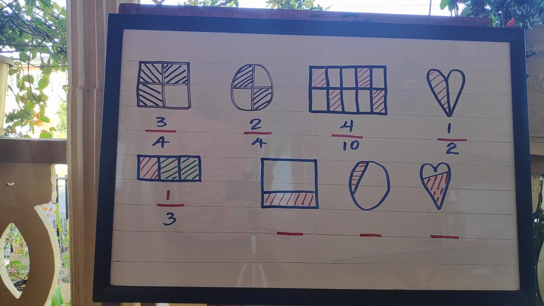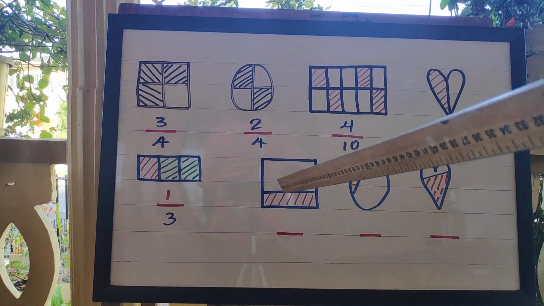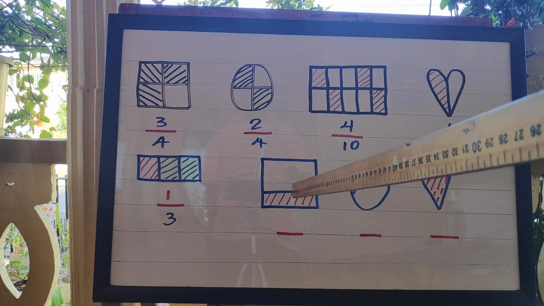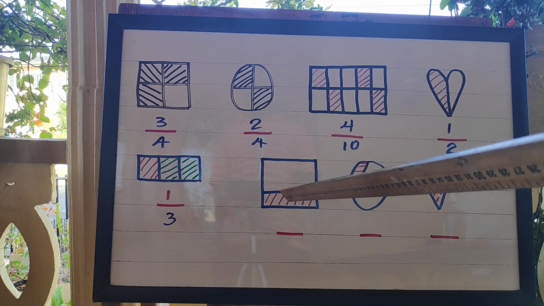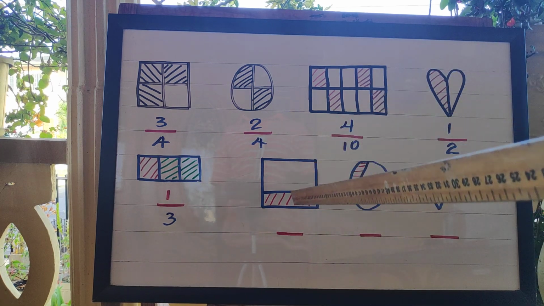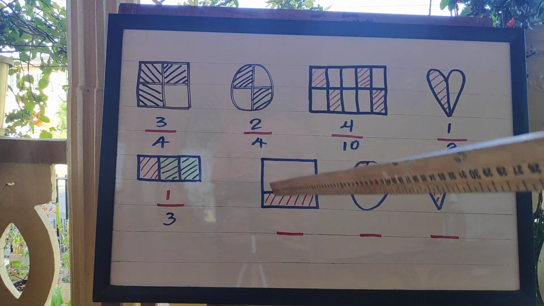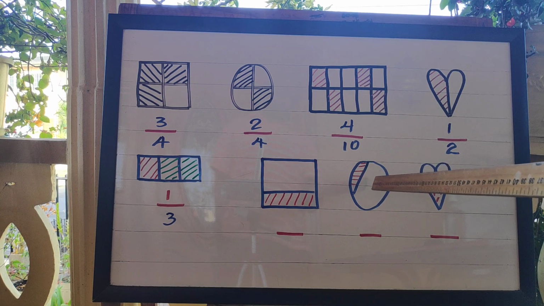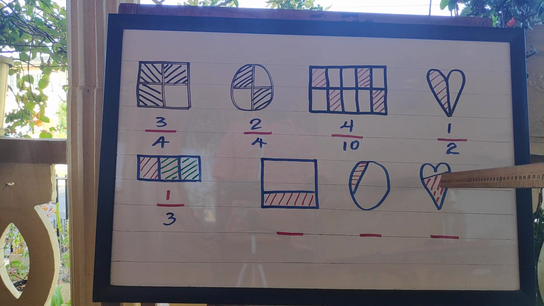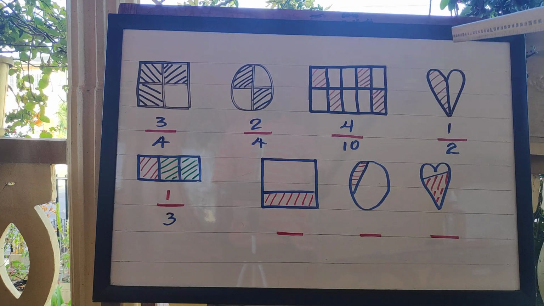Alright, so let's go on. Let's look at this one here. How many equal parts is this square divided into? You see, it's not divided into equal parts, so we can't write what fraction this is, because the whole is not divided into equal parts. Look at the circle. Can we name the fraction here? No, we can't, because it's not divided into equal parts. Look at this one. See, we can't. So in order to name fractions, the whole must be divided into equal parts.